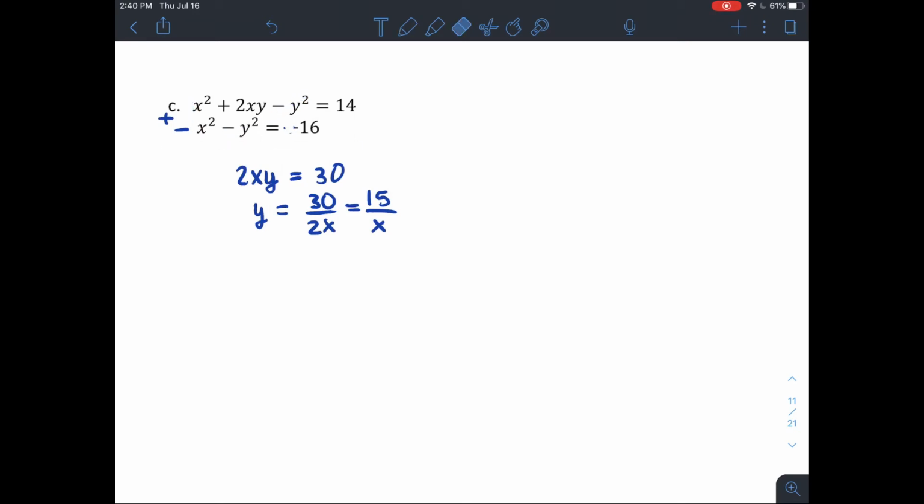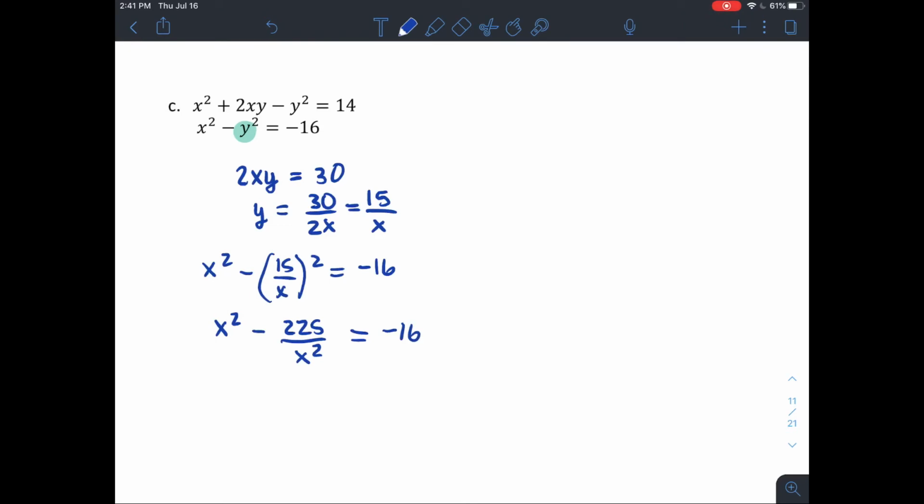So it's a combo. I did elimination to get something that was easier to solve for a variable, and then I'm doing substitution. I'm going to plug that y value back into my second equation, and then make sure you don't forget to square it. If you square 15 over x, you're going to get 225 over x squared equals 16.